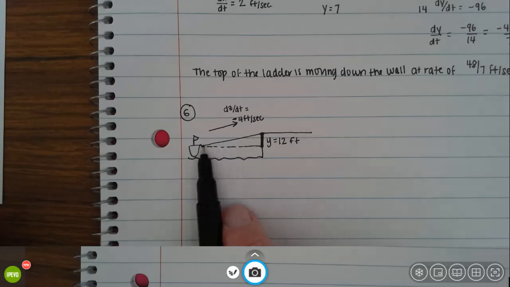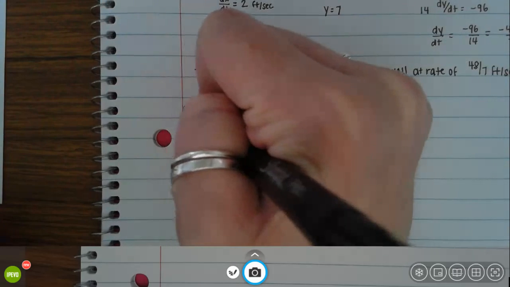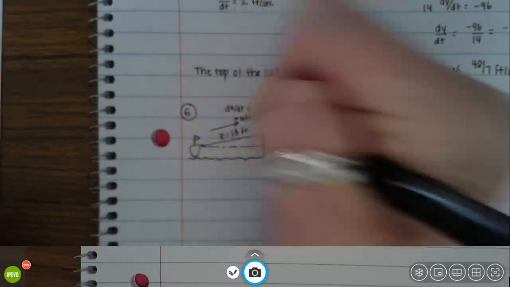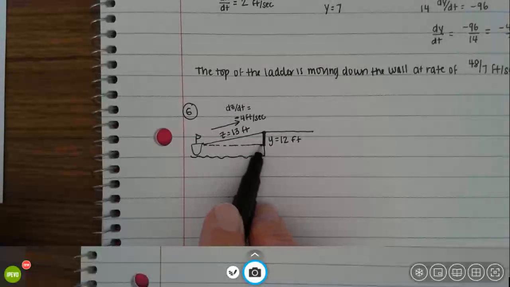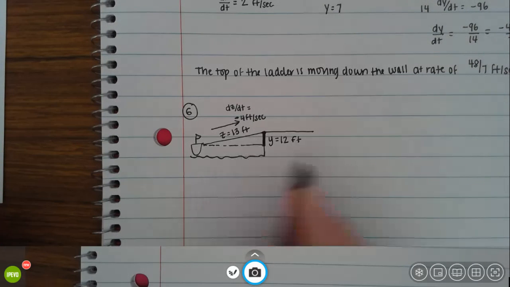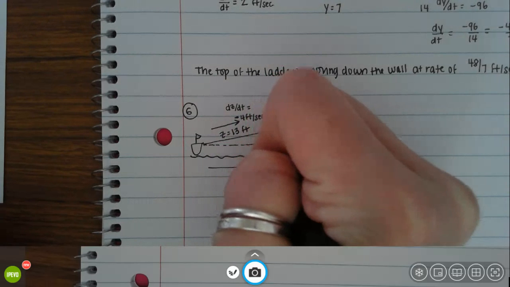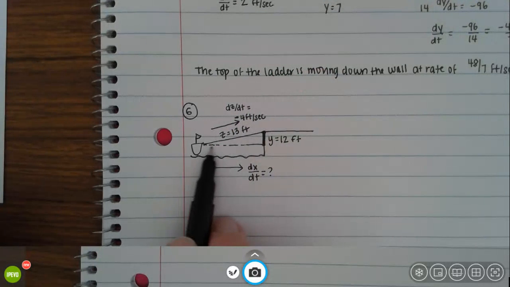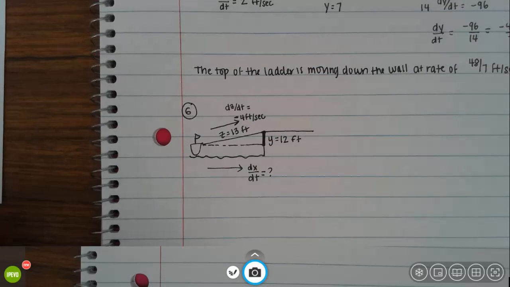So this is saying that at the instant where this length, which I'm going to call z, is 13, I want to know what this rate is going to be. I want to know how fast the boat is moving inwards. So I want to know what is dx dt. And again, I'm calling this dx dt because I would call this horizontal length my x value.